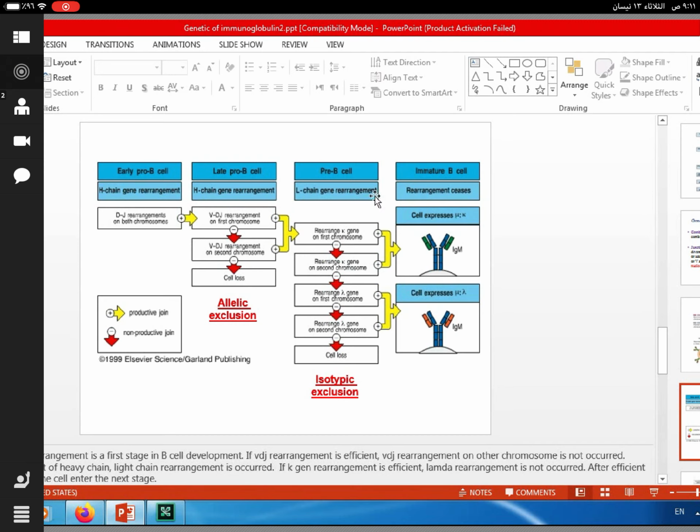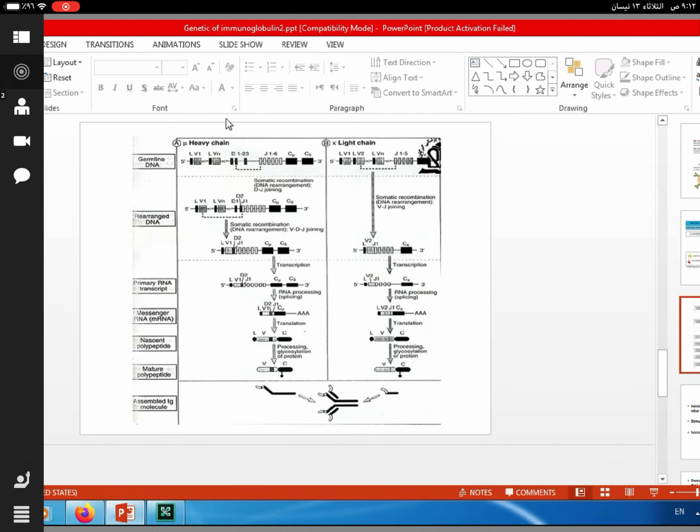After efficient rearrangement of the light chain, the cell enters the next stage, named mature B cell. You can see the heavy chain, light chain, VDJ segment, V and J segment. Rearrangement, VDJ, VJ. Primary RNA transcript, messenger RNA, nascent polypeptide, and finally mature immunoglobulin: two heavy chains and two light chains.